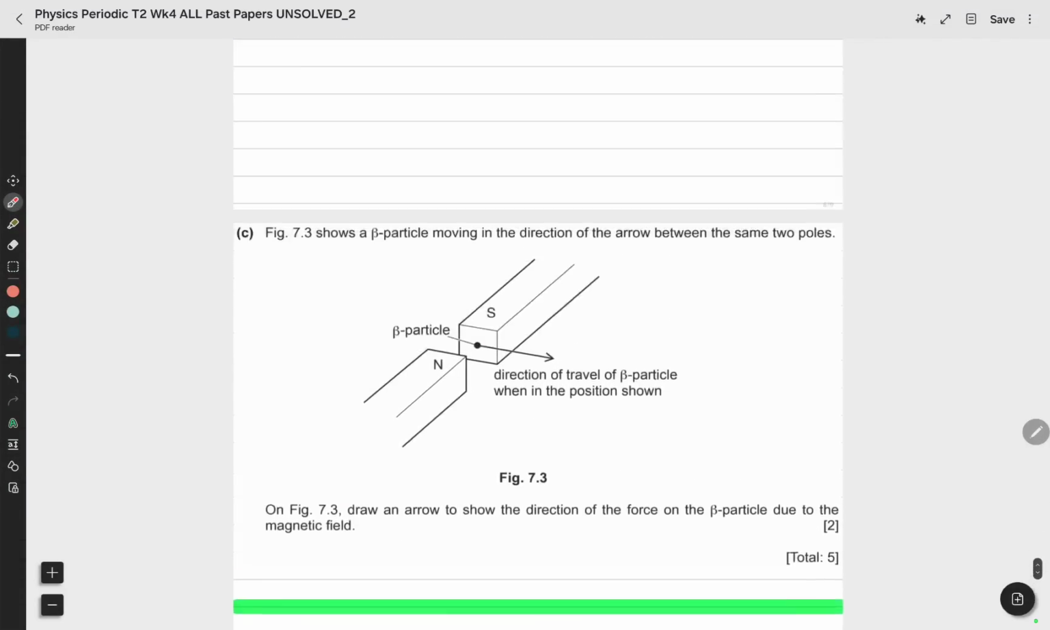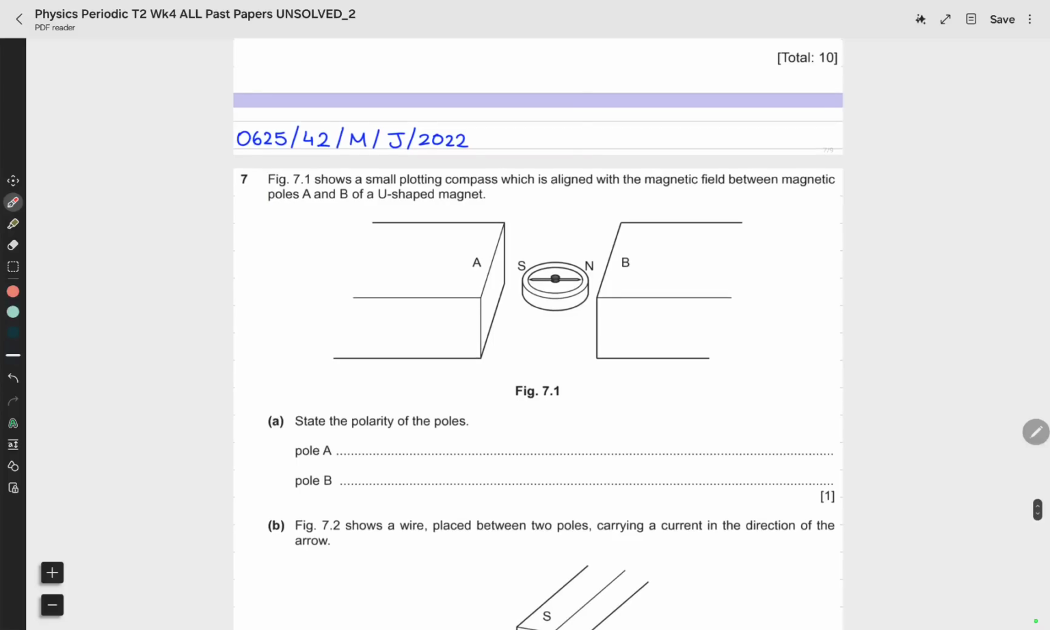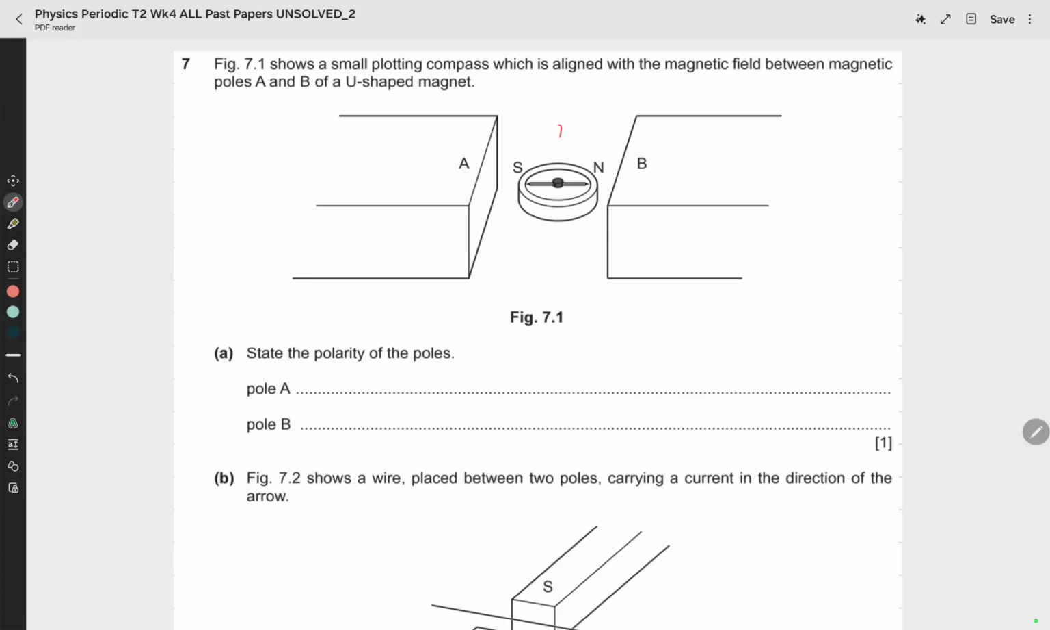Question 7, this is our last one. May, June 2022, paper 4.2. Okay, this is very easy. They gave you the compass, it's in between A and B, which is a magnet. They're asking us to find what's the polarity of A, what's the polarity of B, and which one's north, which one's south. You should know that the compass doesn't point in the direction of the North Pole, it points in the direction of the magnetic field.